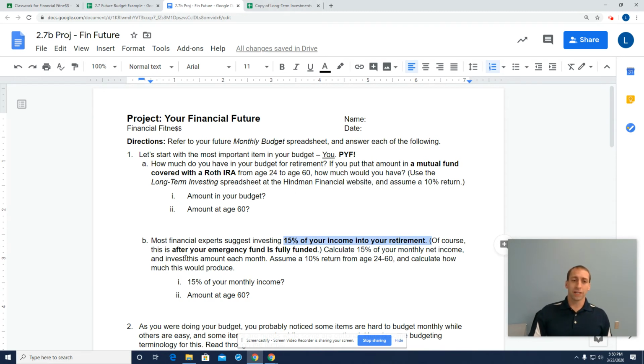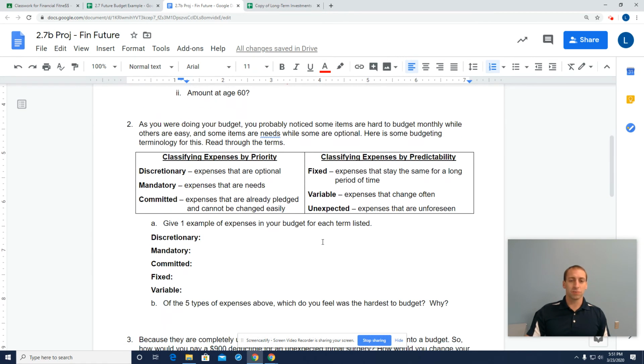Now, some of you get out of question 1B. When you do 15% of your income, if you already invested 15% of your income up here on question 1A, then don't even do question 1B. You can just write me a note down here that says, already did 15%. And you can just leave that as your answer because that's your reward for putting 15% in your budget already. Way to go, you.